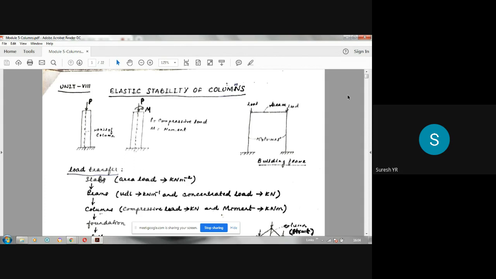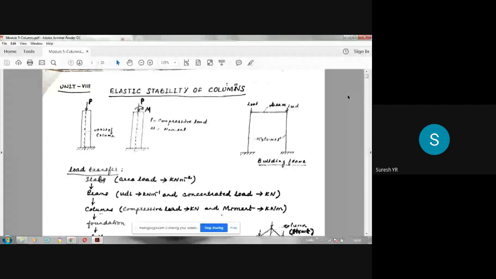So those things we discussed. Then we discussed the boundary conditions. Our end conditions are boundary conditions. In a fixed end, both slope and deflection are 0. At the hinge, slope is there, but deflection is 0. At a free end, slope is not 0, and deflection is also not 0. So these are the boundary conditions we have to know about in the case of columns, similar to beams. There is no change in that.